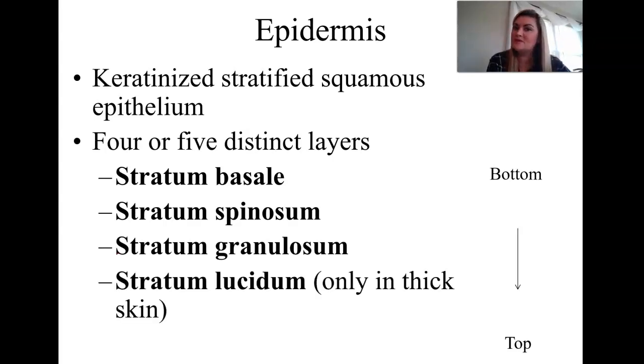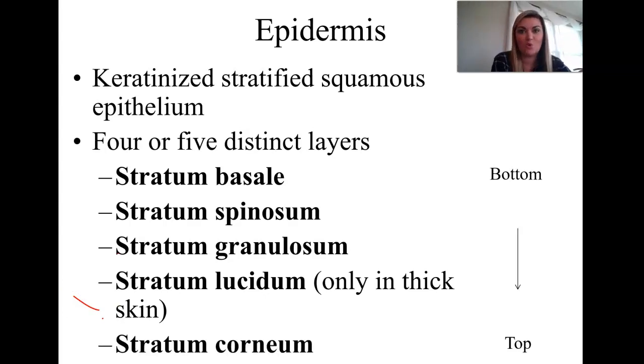Then in some skin, but not all, on places such as your hands and feet where you might have calluses, you might have the stratum lucidum. So this is only going to be found in thick skin, not in all skin. And then you have the stratum corneum. That's going to be the uppermost portion of the skin.